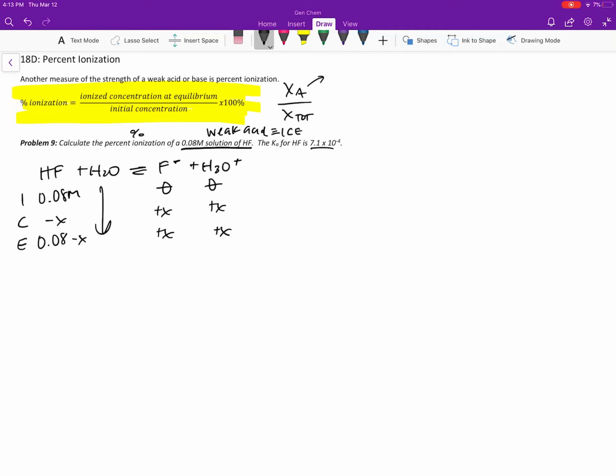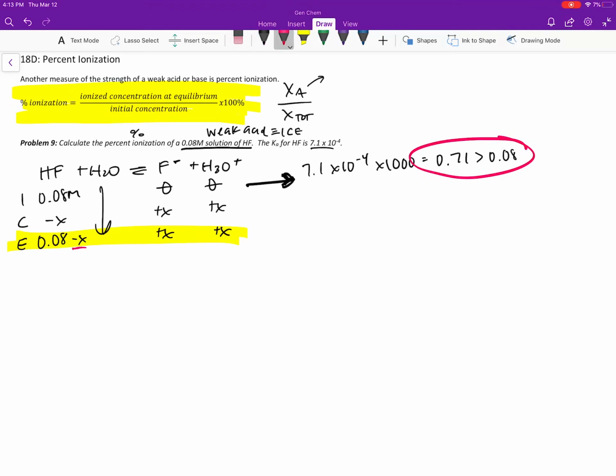So in my ICE table, my equilibrium is going to shift to the right-hand side to produce products and consume reactants. I write in my equilibrium row, which is what I need for my Ka expression. Now I get to test my rule about ignoring that minus x. So I take the Ka and multiply it by 1,000 and get 0.71, which I see is much greater than my initial concentration, which means I cannot ignore this. I have to keep the minus x in my expression because it is significant at this point.